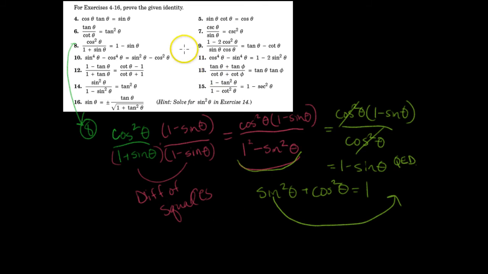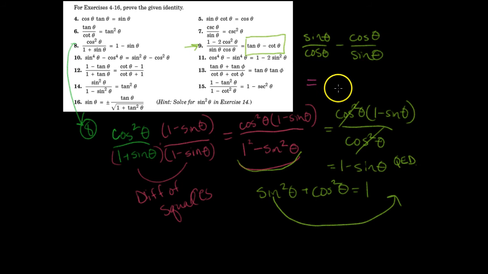Okay, my hint for number 9, because it's not exactly like that, is you want to start with the right-hand side, and I would convert that first by definition: sine theta over cosine theta minus cosine theta over sine theta. Then you're going to have to get a common denominator. It's just like adding fractions in algebra. The common denominator for this is cosine theta sine theta.